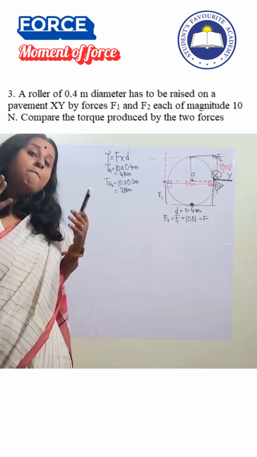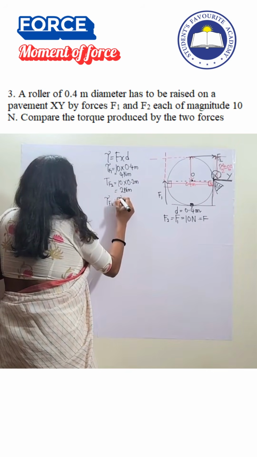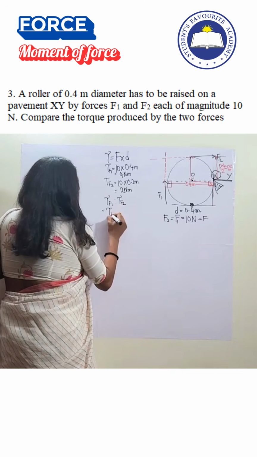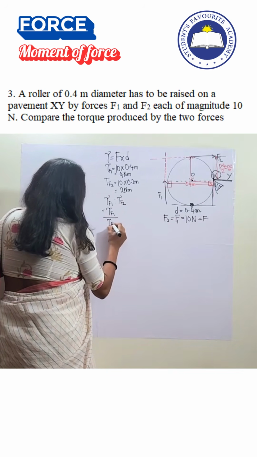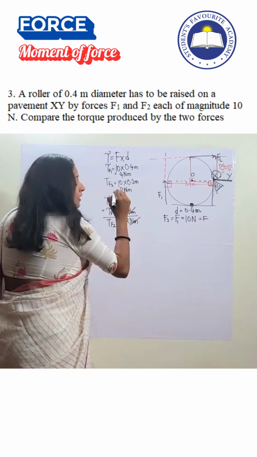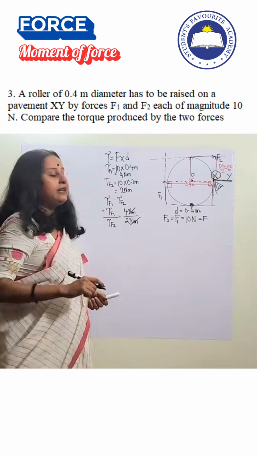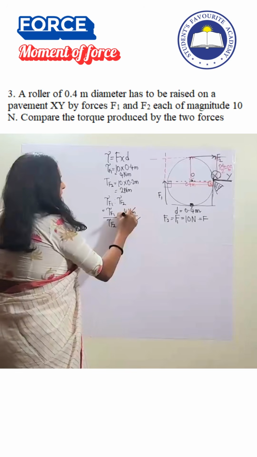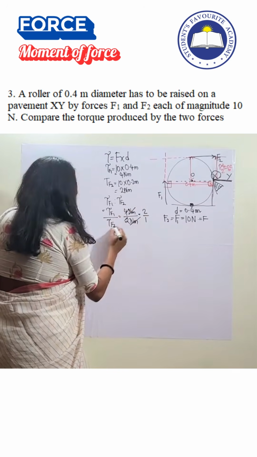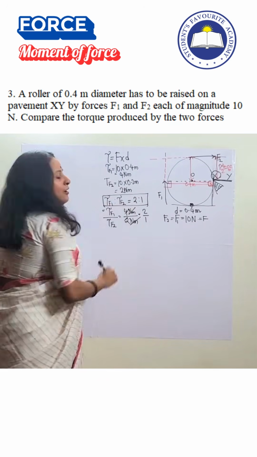Whenever they ask you to compare two quantities, that means they want the ratio of the quantities. Torque due to F1 upon torque due to F2, 4 Newton meter upon 2 Newton meter. Ratios are always between the same units and they are dimensionless. That means they are unitless. Also cut this. This will be 2 upon 1. So what is the ratio? 2:1. This will be your final answer.